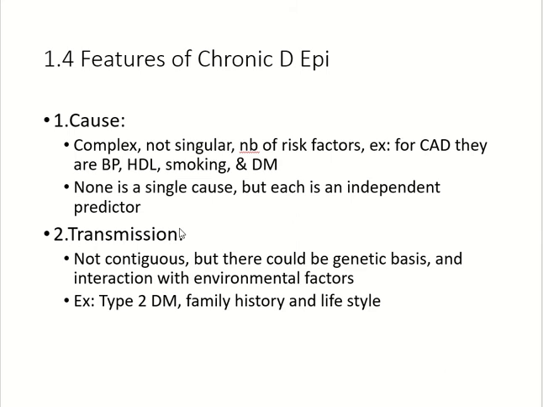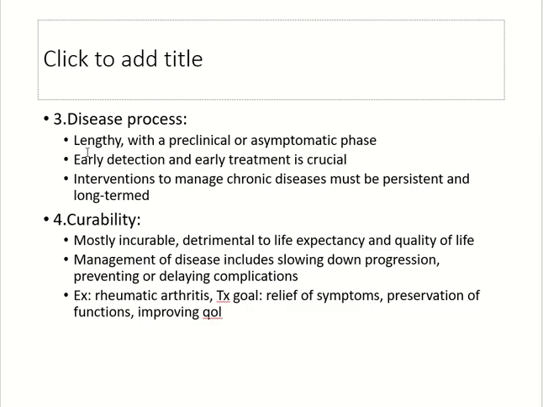Number 2 is transmission. The concept of contagion does not exist in chronic diseases. However, there could be some genetic factors that predispose people, or environmental factors that predispose people to certain diseases. Number 3 is disease progression. It's lengthy, with a preclinical or asymptomatic phase. Early detection and early treatment are crucial. If you remember, in public health, we talked about health promotion and disease prevention.